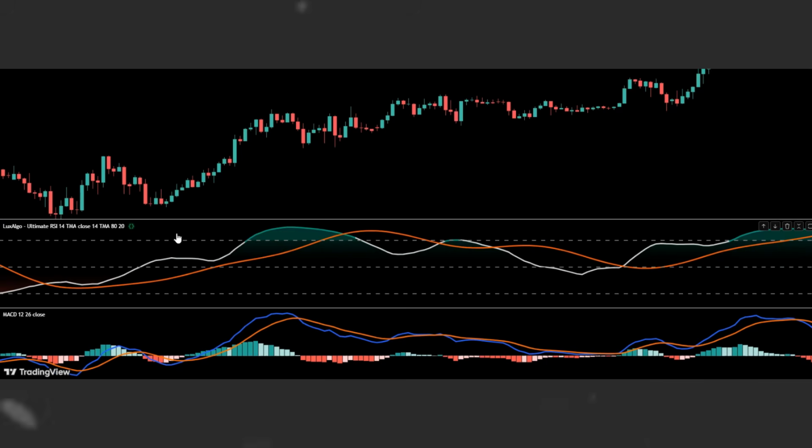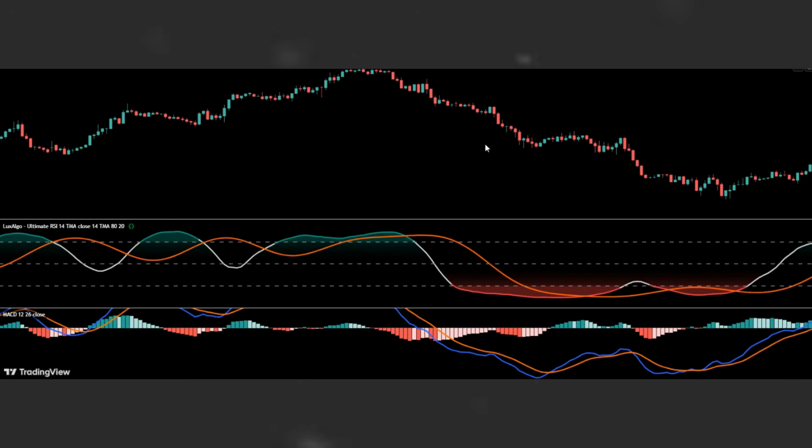For example, if the Ultimate RSI is above 80 and the MACD is strong with a clear positive histogram, this is a powerful uptrend. The market is likely to keep moving in your favor, so you can use a bigger 1-to-2 risk-to-reward ratio. And for a downtrend, if the Ultimate RSI is below 20 and the MACD shows a strong negative histogram, this is a powerful bearish trend. In this case too, the trend usually continues, so a 1-to-2 risk-to-reward ratio works well.